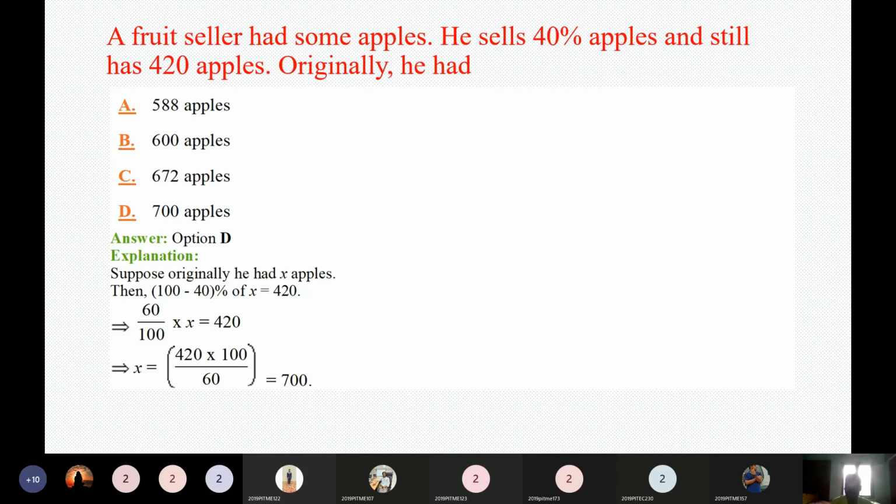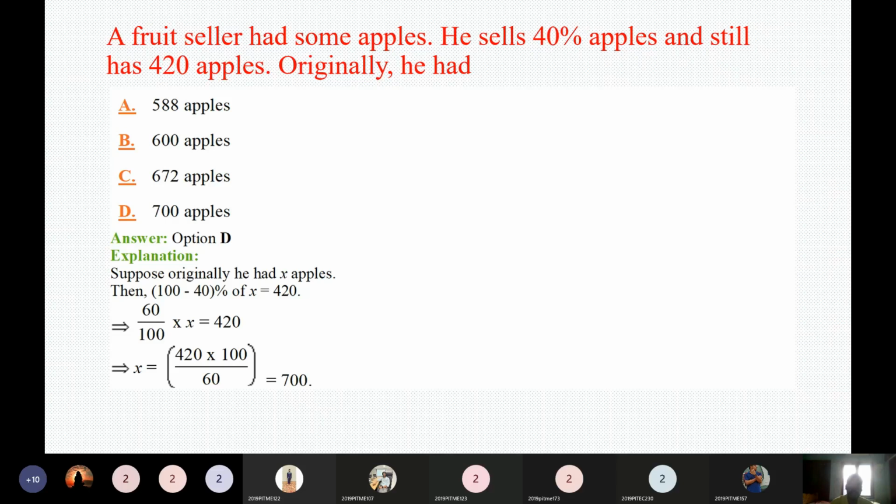How to calculate 40%? How to get 40% of 700? Please proceed: 700 into 40 divided by 100. If you simplify this value, what do you get? 40 by 100 is 2 by 5.